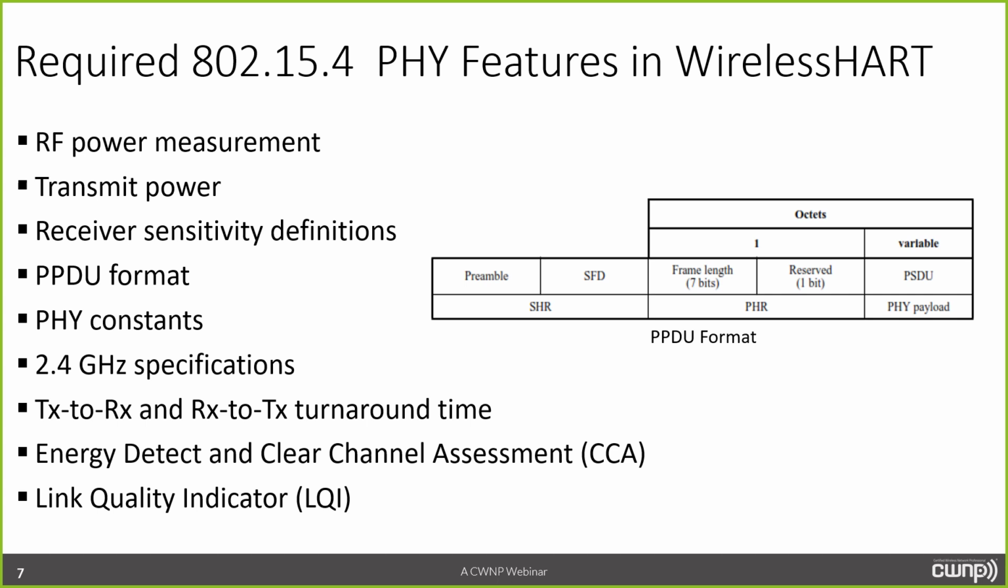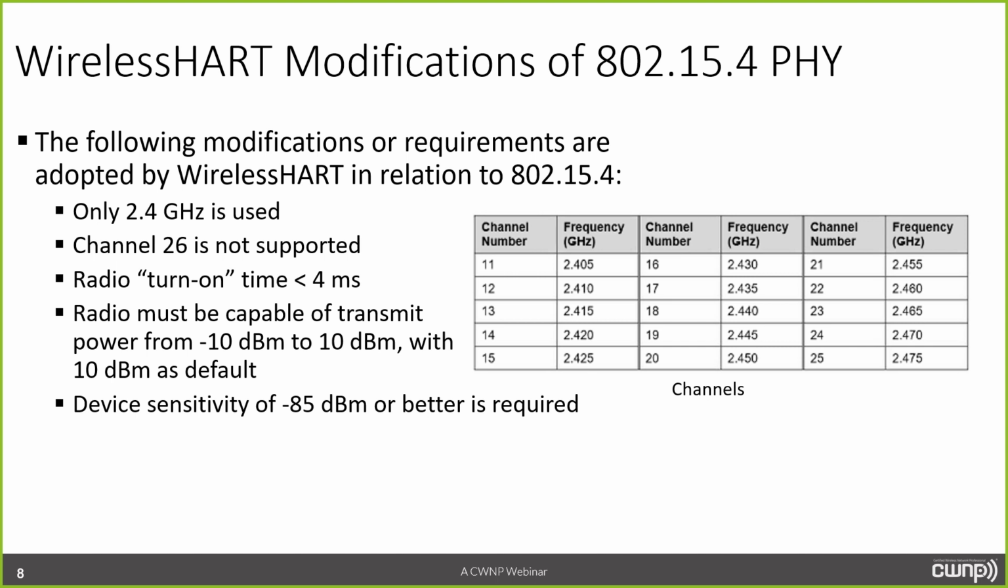Now it is important to know that while not listed here, WirelessHART uses channels 11 through 25, but it does not use channel 26. Now that'll come into play more a little bit later on. When we talk about ISA100.11a. So WirelessHART, no channel 26. Very important to remember. And we actually see that visually represented here.